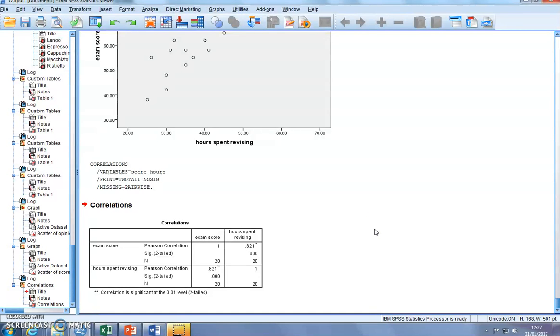Make sure to check the guidelines for interpreting correlations in the lecture. Good luck with running your own correlation analysis.